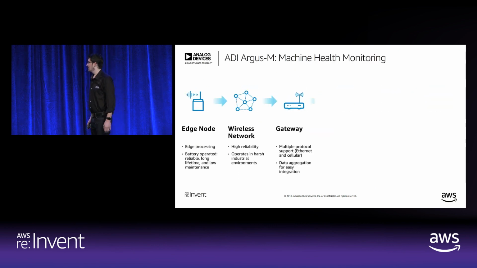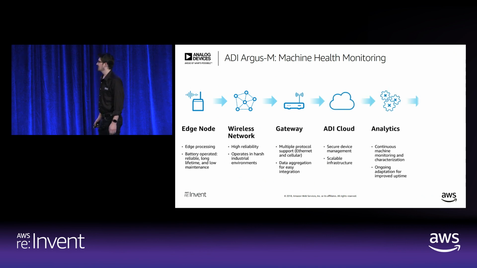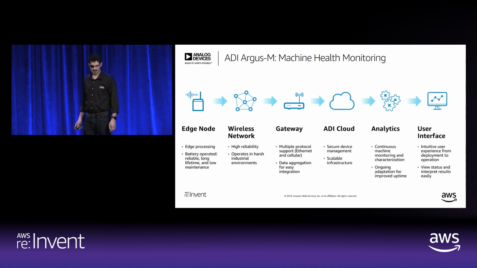The product that I want to talk about is our Argus M machine health monitoring product. It's a solution, a bunch of ADI sensors connected with AWS IoT, designed to provide an end-to-end machine health solution for our customers that are running heavy industrial machinery.